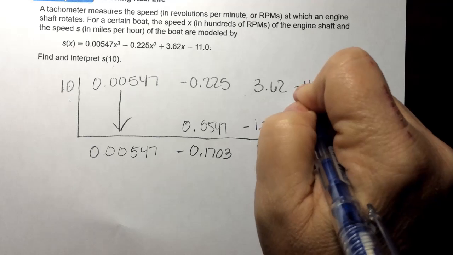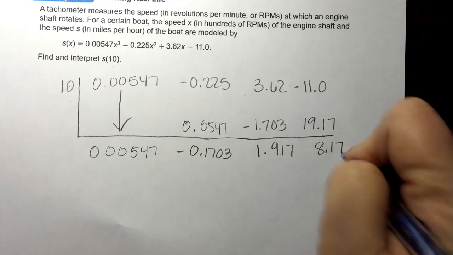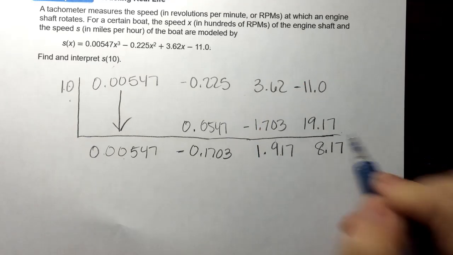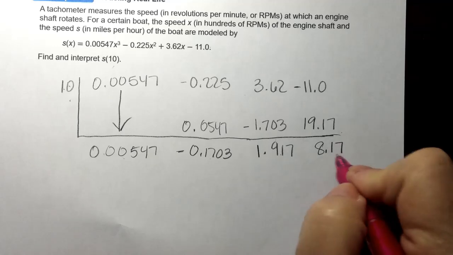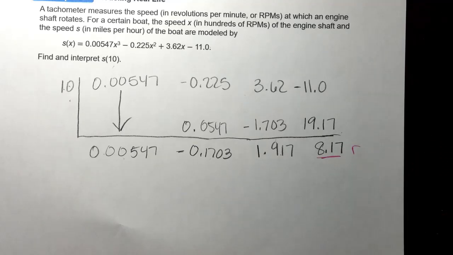Oh, I messed that up. I forgot the negative there. 8.17. Alright, so we know from the previous lesson that this is your remainder, right? Because the remainder is 8.17, you can conclude from the remainder theorem that s of 10 equals 8.17. So when the speed of the engine shaft is 1,000 RPMs, the speed of the boat is about 8 miles per hour. So I'll write that down and come back.